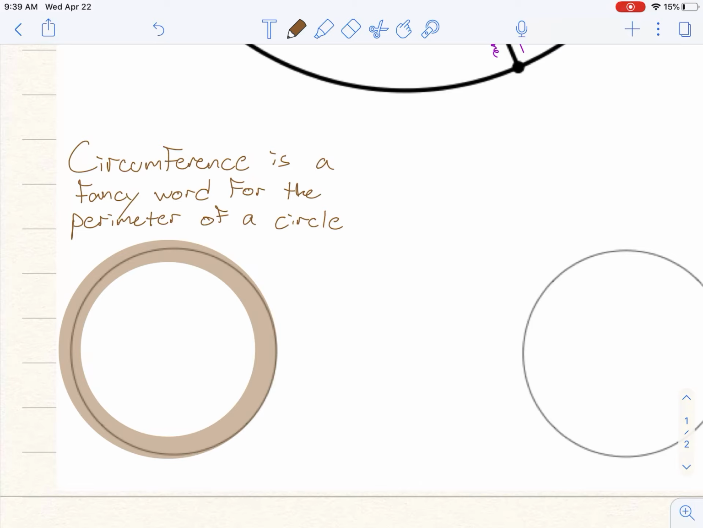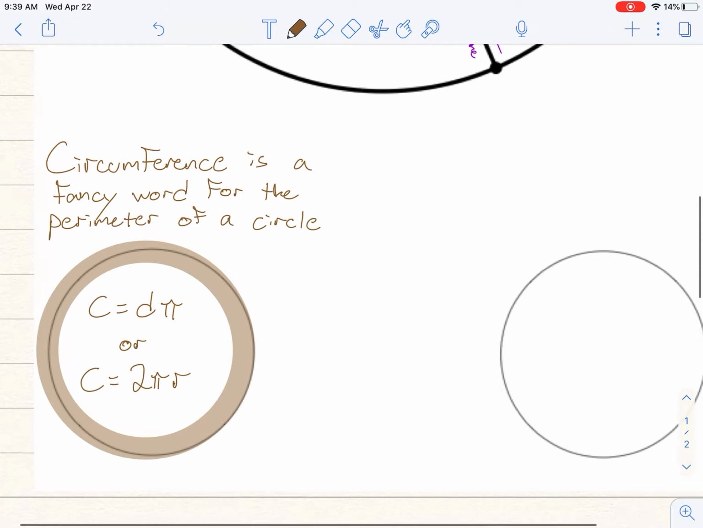There's two formulas that you could use to derive circumference. One is that circumference is diameter times pi. Or if you didn't know the diameter but you knew the radius, remember that your diameter is 2 times your radius. So your circumference could also be 2 times pi times radius. So those are your two equations when we're talking about circumference. You have circumference is equal to diameter times pi, or circumference is 2 times pi times radius.